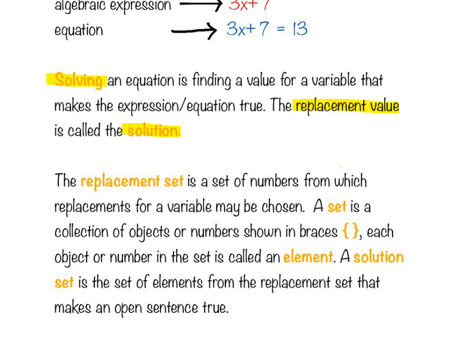The replacement set is a set of numbers from which replacements for a variable may be chosen. A set is a collection of objects or numbers shown in braces. Each object or number in a set is called an element of the set. A solution set is a set of elements from the replacement set that makes an open sentence true. Pause the video and take a moment to write down those definitions.